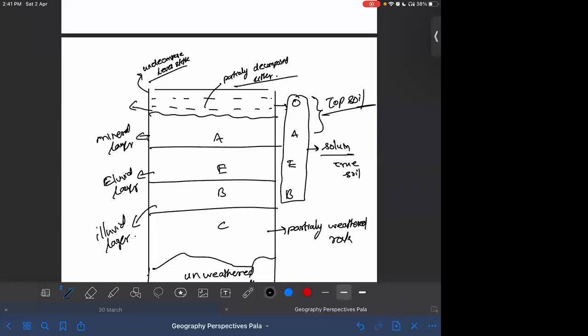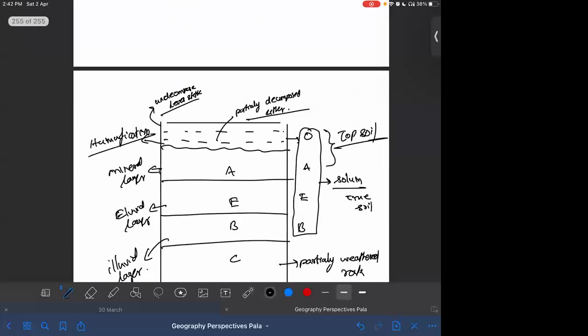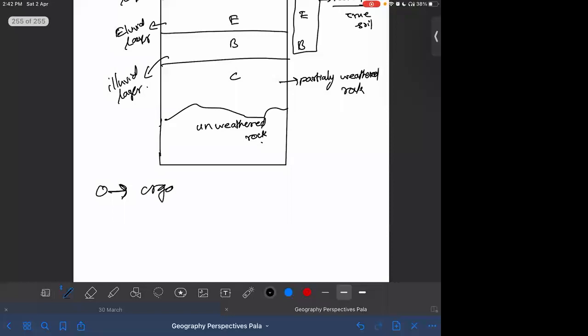Or rather, you can also say this as a layer of humification. Here this is partially decomposed litter, and in the humified layer, this has been totally decomposed. Right. Now write about a few things like the O layer is formed by organic matter, dominance of organic matter, and it is formed of 1, 2, and 3 layers. Name them.